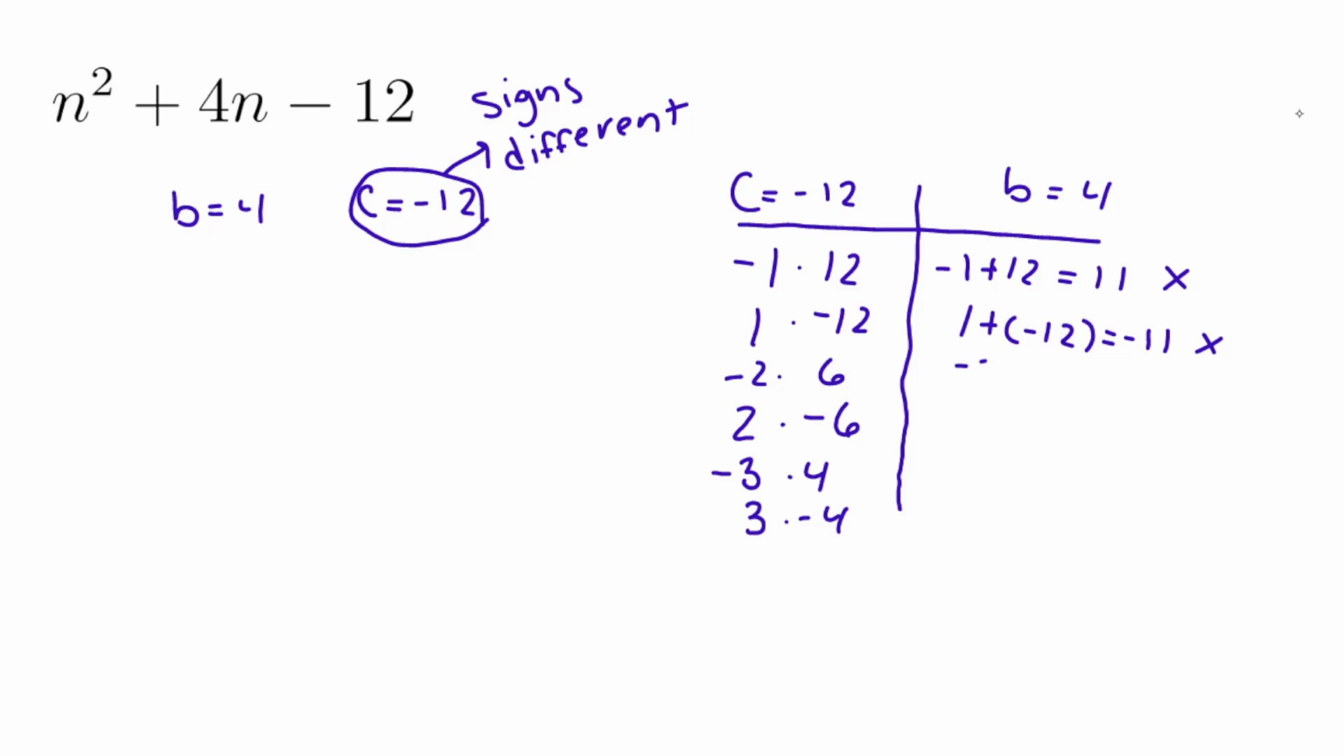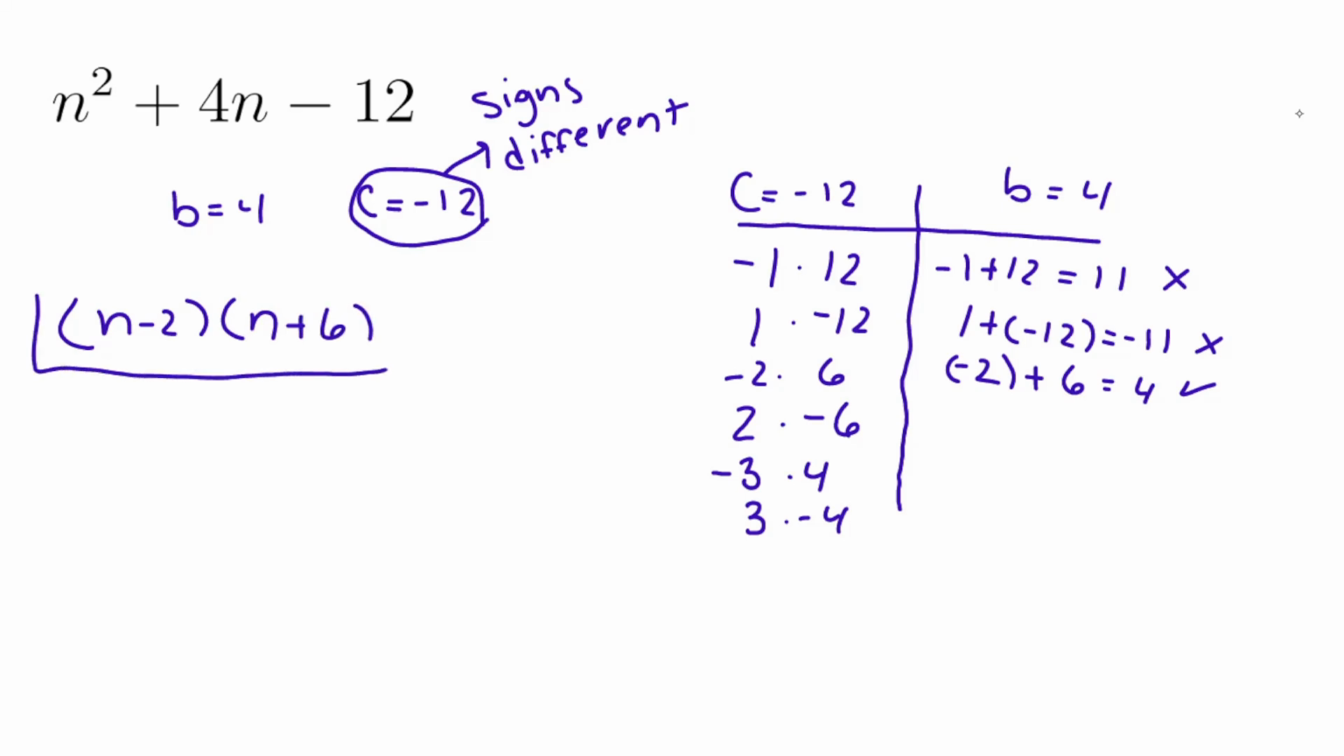-2 plus 6 gives us 4, and that is exactly what we want. So those are our two numbers, -2 and 6. So our factors here will be n minus 2 and n plus 6. Okay, so that's our factored version of n squared plus 4n minus 12.